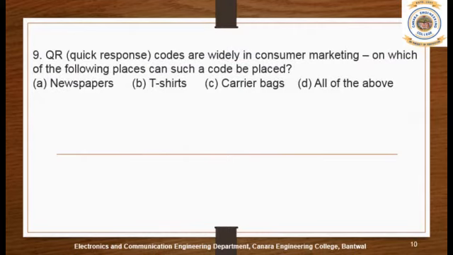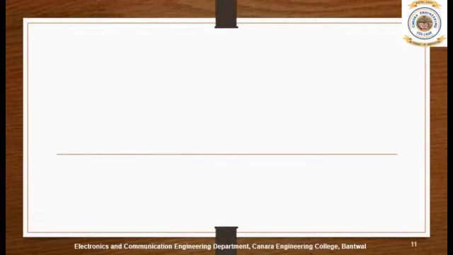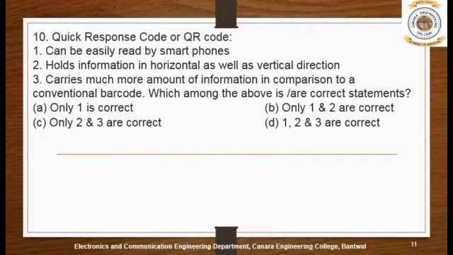QR is a quick response code that is widely used in consumer marketing nowadays. On which of the following places can such a code be placed? A QR code can be placed on all of these products, whether newspaper, t-shirts, or carry bags. So that is the QR code, the quick response code.